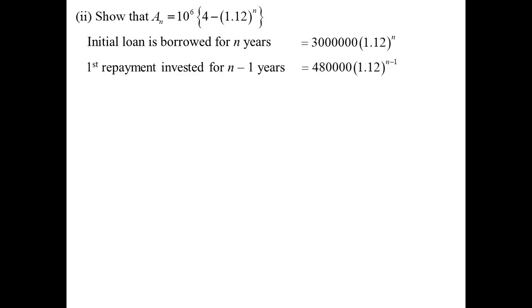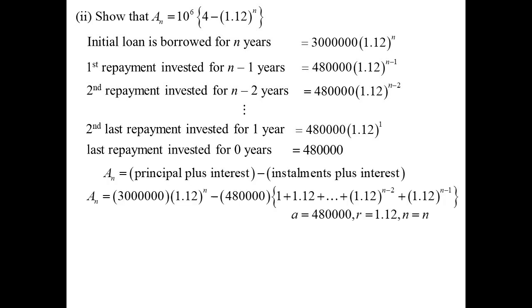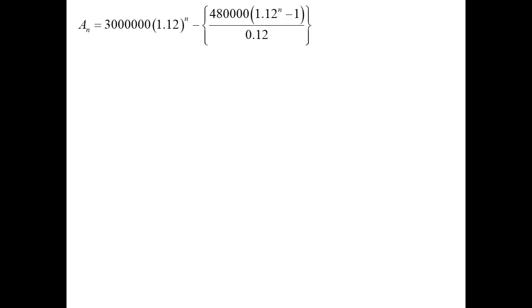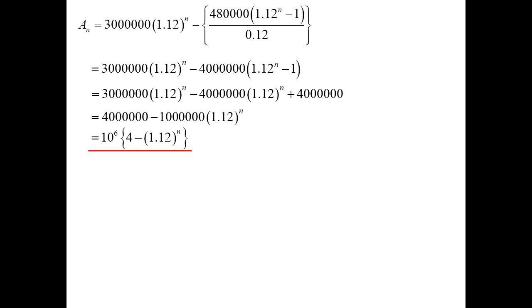Okay, so now we don't know how many years. So it's power of N. The first repayment will be in there for N minus 1 years, then the next one N minus 2 years, and so on and so on. And the last one in there for 0 years: principal plus interest minus instalments plus interest. So let's work out what N is. Well, actually not work out, we've got to try and show it's that. Amazingly, how lucky are we? 480,000 divided by 0.12 turns out to be 4 million. I can expand that out. There's a common factor eventually of 1 million, which is of course 10 to the power of 6. So we do get the expression they want.